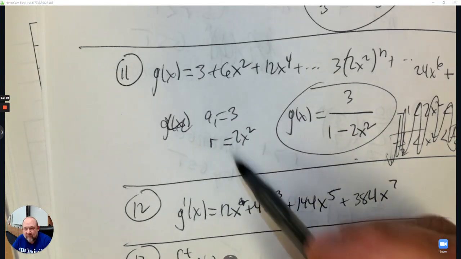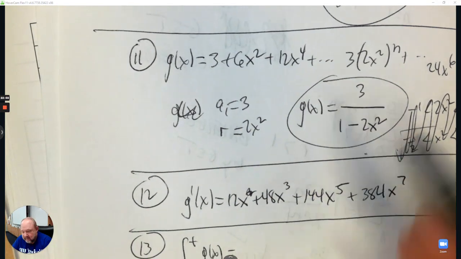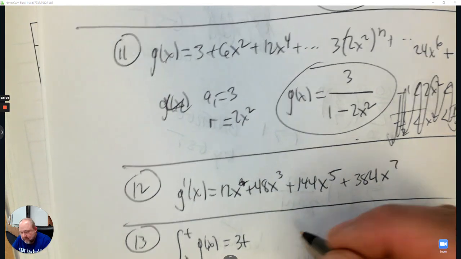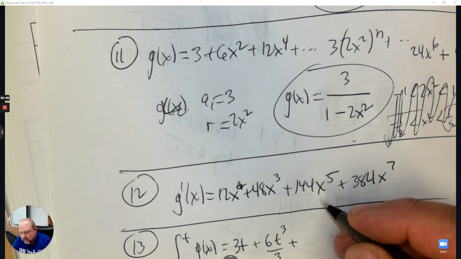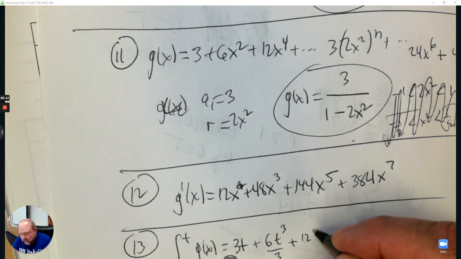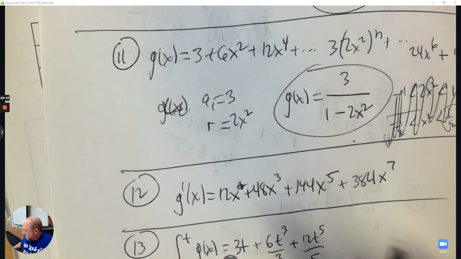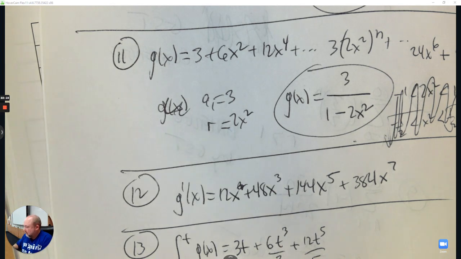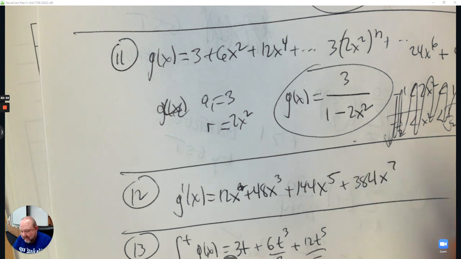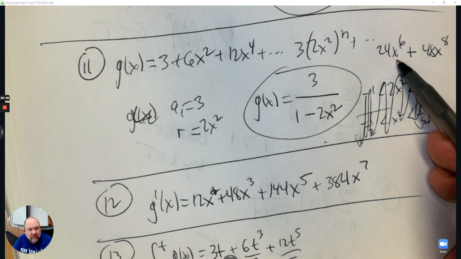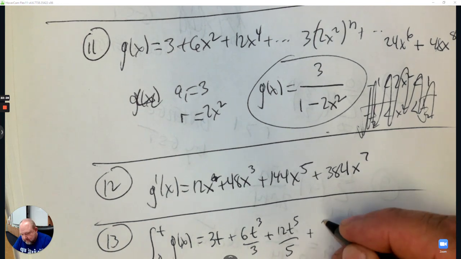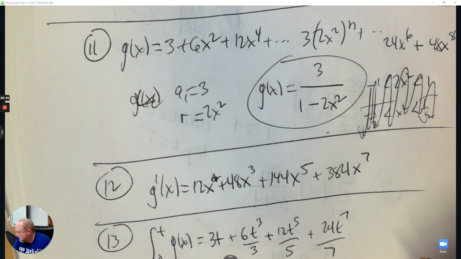So I need to integrate each one. So this is going to integrate and then plug in t. So it's going to be 3t. The next one I'm going to add 1 to the exponent and divide. The next one I'm going to add 1 to the exponent and divide. And then the next one, I'm going to add 1 to the exponent and divide, which is 24. So 7 divided by 7.